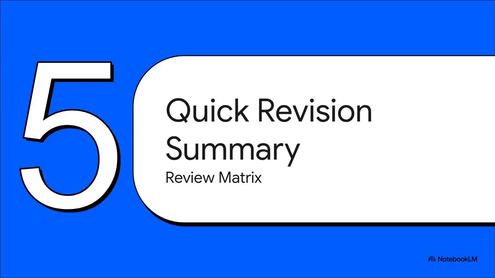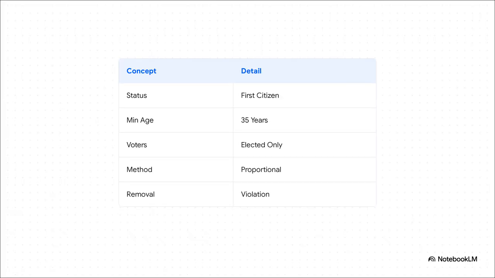Finally, Section 5. Let's do a quick revision summary with our review matrix. Okay, if you're prepping for an exam or just want to organize all of this in your head, lock this rapid-fire table into your memory. Status: the president is the head of state and first citizen. Minimum age: 35 years old. The electorate: strictly elected MPs and MLAs, no nominated members whatsoever. The voting math: it relies on proportional representation. And the sole ground for impeachment: violation of the Constitution.